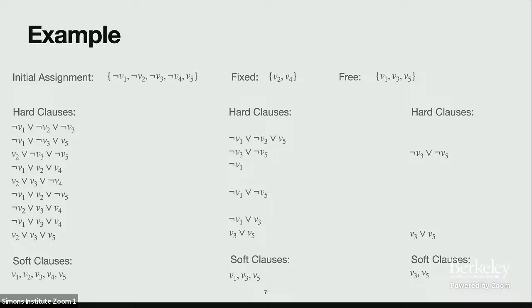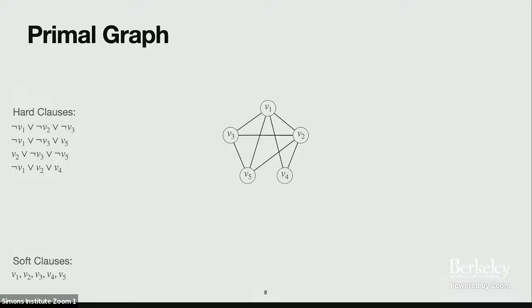So the structure we will use is the primal graph. The primal graph has a vertex for each variable, and two vertices are connected if the associated variables occur in some clause together. So we can see v1 occurs with all variables in some clause, but v4 only occurs with v1 and v2, so there is no edge to v5 and v3.